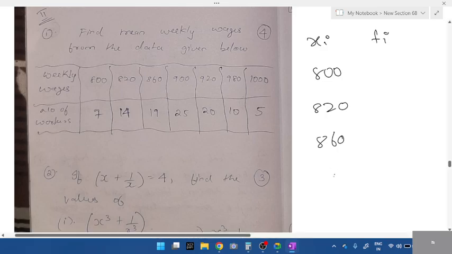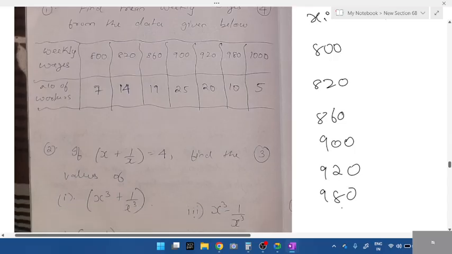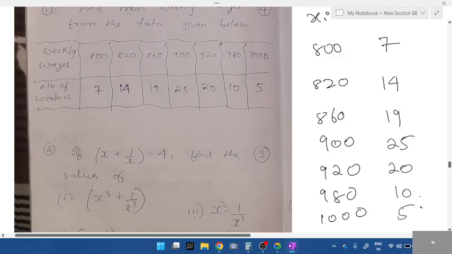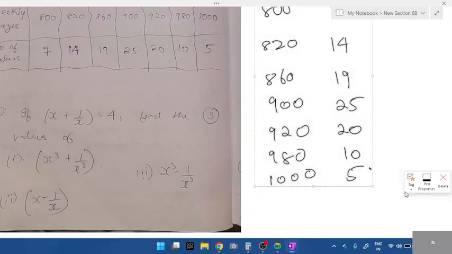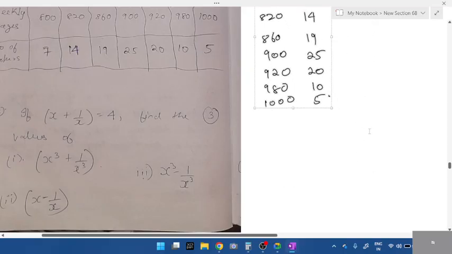Okay, you have to copy 860, 900, 920, 980. 800, 820, 860, 900, 920, 980. Fine. Which one did you assume? Take the value as, maybe 900. Okay. And don't take some random value, the first value, all those things. You'll get confused. Just do it like this.